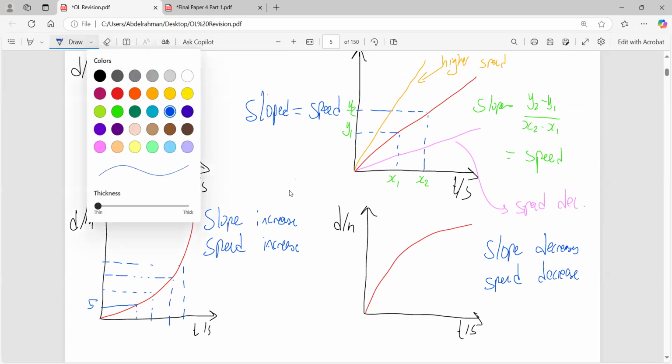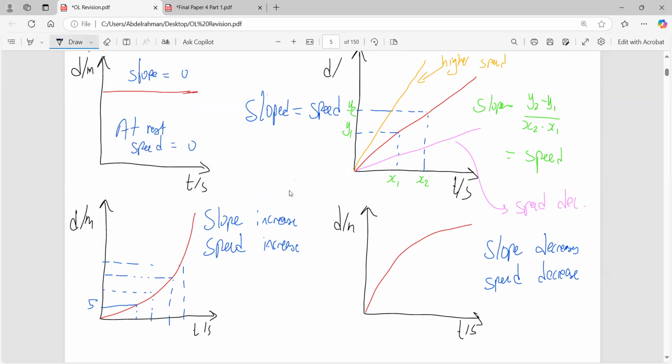Quickly, take a screenshot to memorize these four graphs. We have only four graphs for distance-time graphs. Either the slope is zero, so it's at rest. Or you have a constant slope, a straight line, so you're moving with a constant speed. I didn't write it down, but let's write it down: constant speed, because it's a straight line.